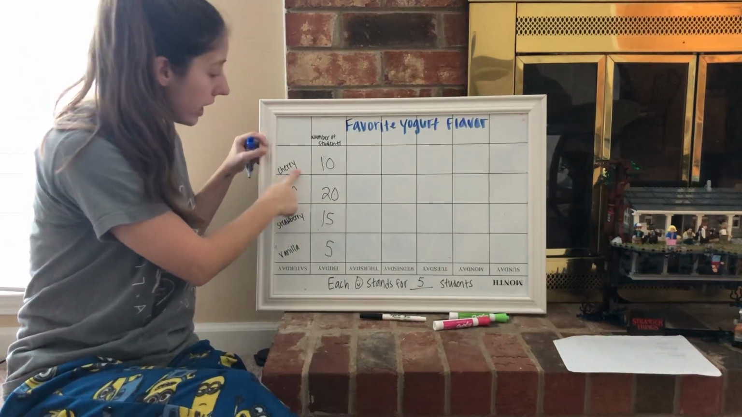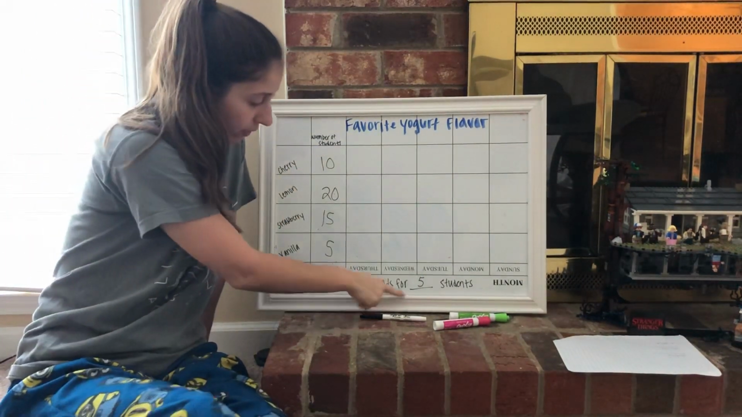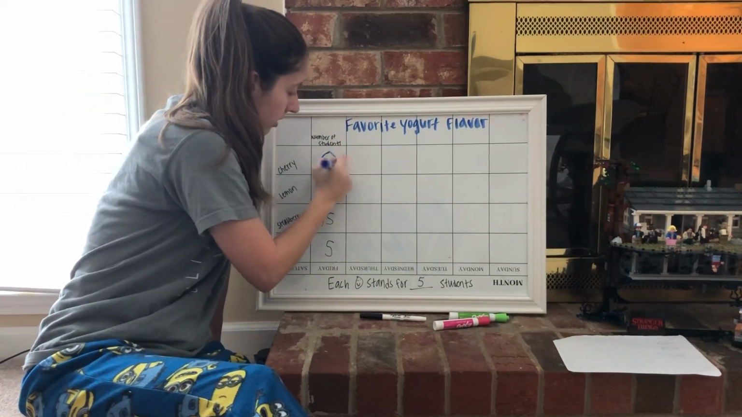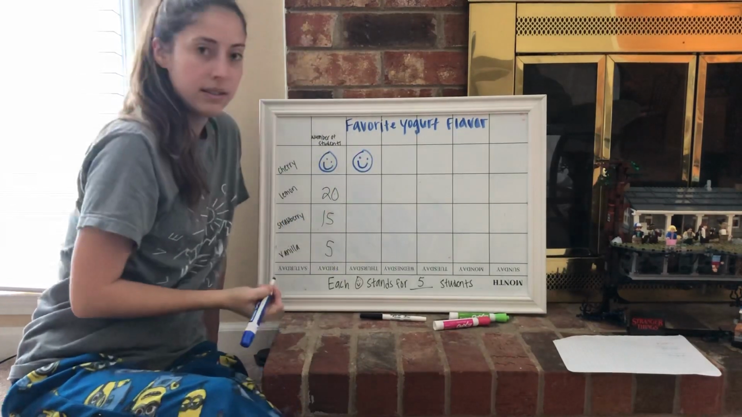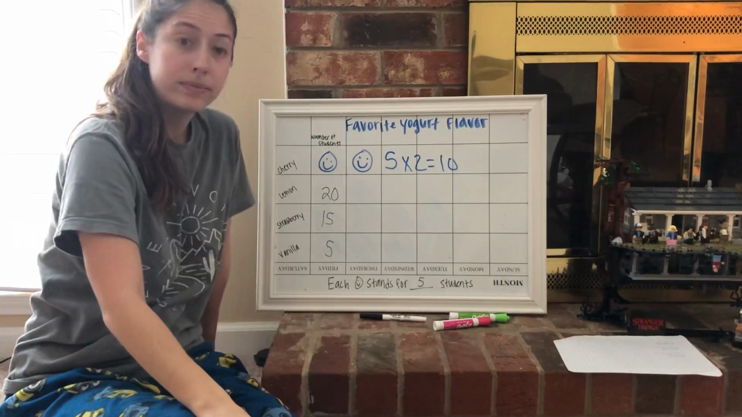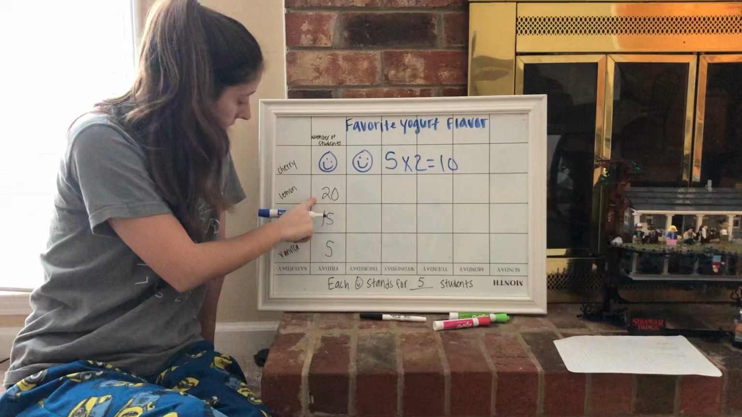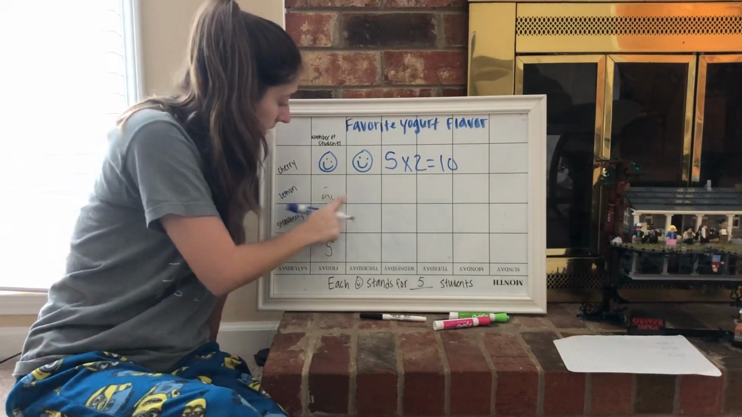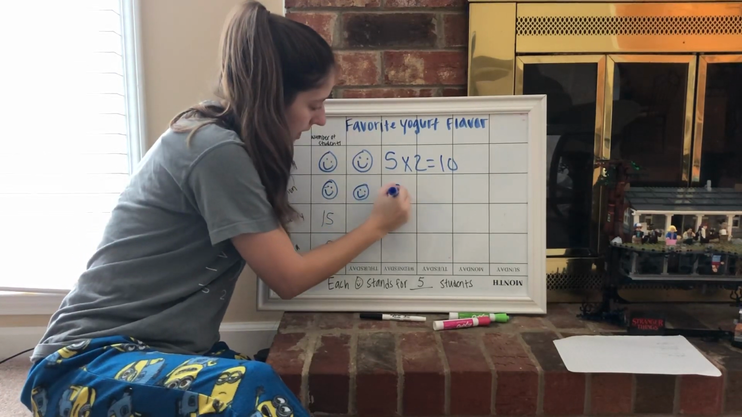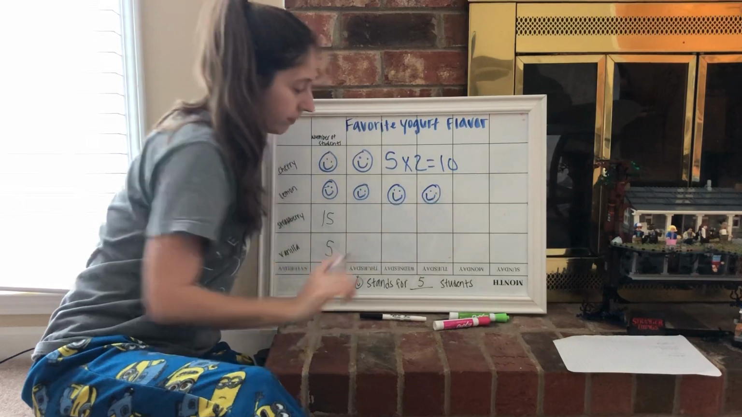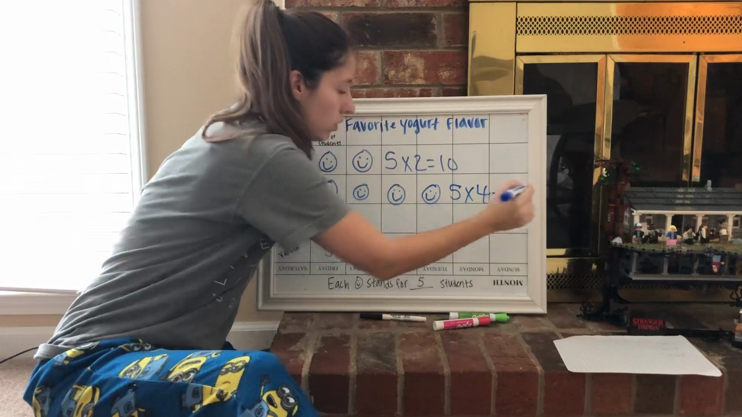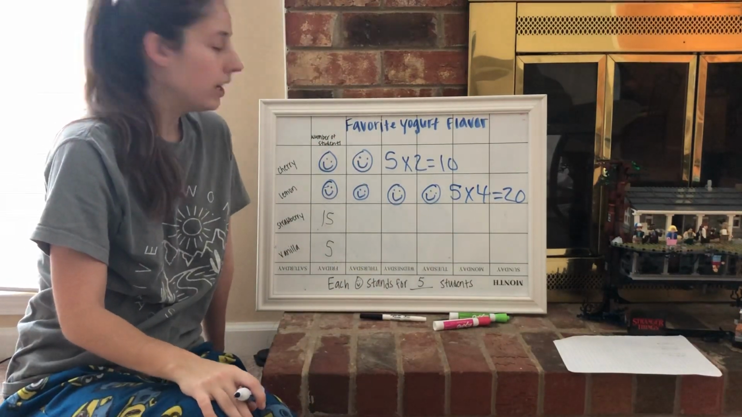So if 10 people like cherry and each smiley face stands for 5, that's like skip counting 5, 10. So how many smiley faces? That's almost like saying 5 times 2 equals 10. I'm going to do the same for 20 students who liked lemon. 5, 10, 15, 20. That's the same as saying 5 times 4 equals 20. You guys catching the pattern?